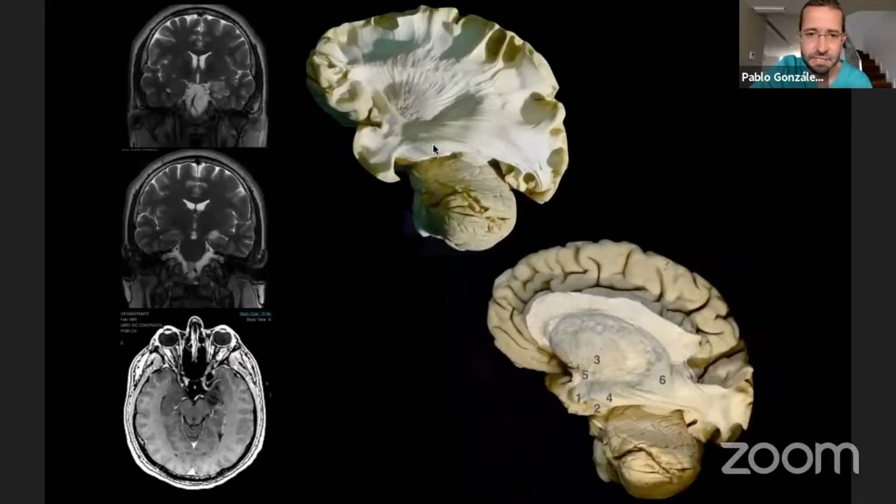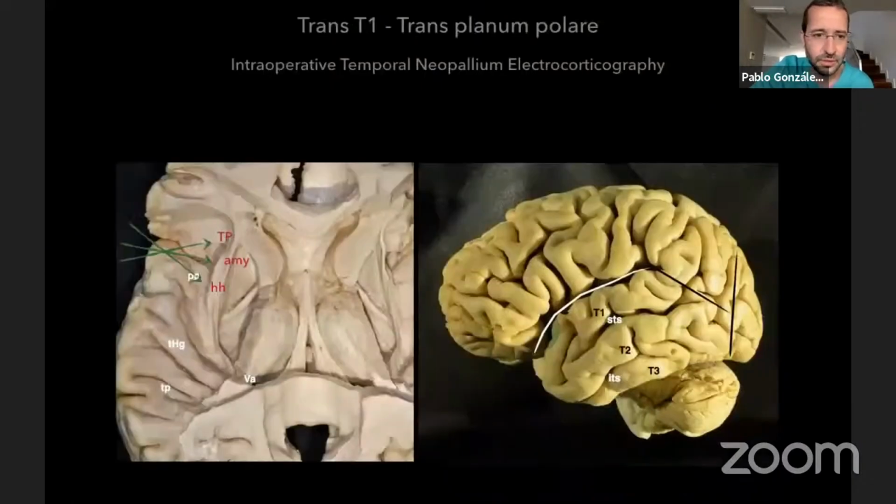Important fibers to know and to try to respect: IFOF, especially, as we said before, in the dominant hemisphere. So we have to try not to go too superior related to the limen insula. And once we enter the amygdala, which is number 1, we should try to respect these IFOF fibers and the optic radiations, and finally get into the head of the hippocampus in case we need to control some seizures. So this is how I did this case.